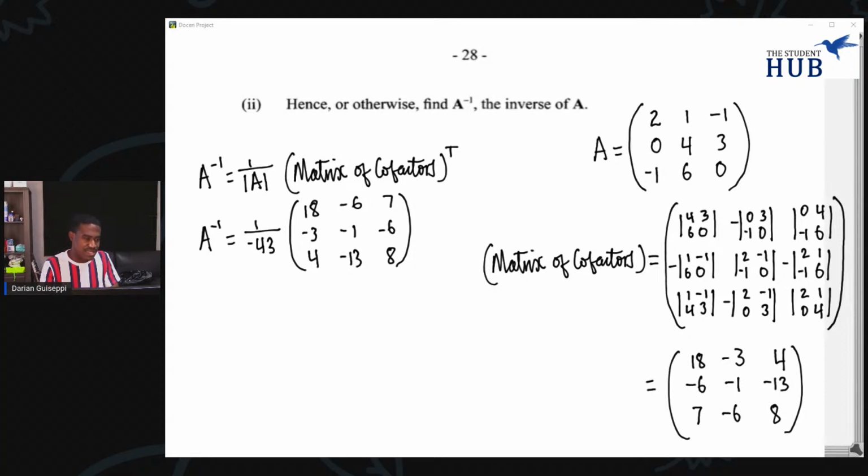This is a CAPE class, not C-sec maths. So if you're doing C-sec maths, you're in the wrong place. Sorry, unfortunately, and you will be very much confused. So just feel free to click like on the video before you leave. But yeah, I hope I didn't confuse you too much.